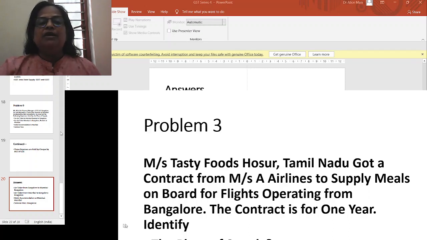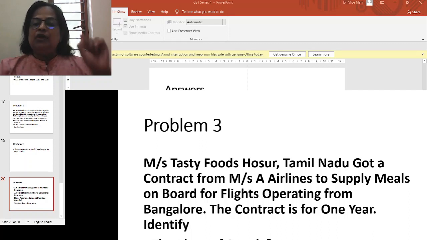Third problem, Messrs. Tasty Foods Hosur, Tamil Nadu got a contract from Messrs. A Airlines to supply meals on board for flights operating from Bangalore. The contract is for 1 year. Identify the place of supply, GST applicable, and if Tasty Foods is registered in Bangalore, what will be the GST applicable? Now it's registered in Tamil Nadu, Hosur, Tamil Nadu.